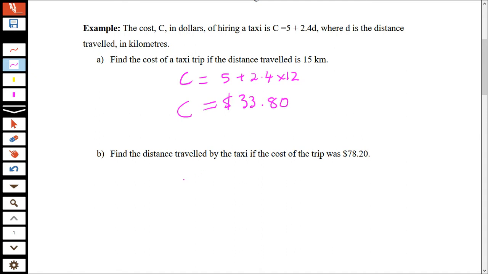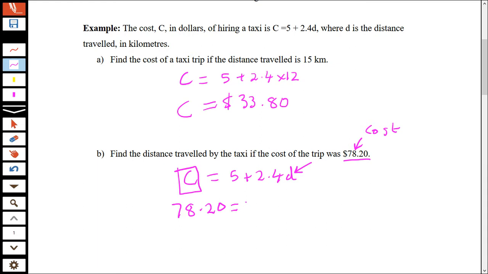All right, second part of the question. Find the distance travelled by the taxi if the cost of the trip was $78.20. So this number here is the cost. With our formula, write your formula down first. They give you the cost in this case, and they want you to find out what D is. So $78.20 equals 5 plus 2.4D. Now we've got to solve that equation.